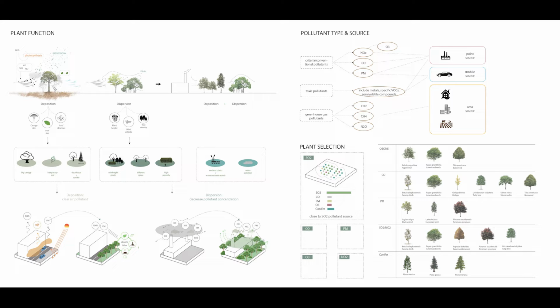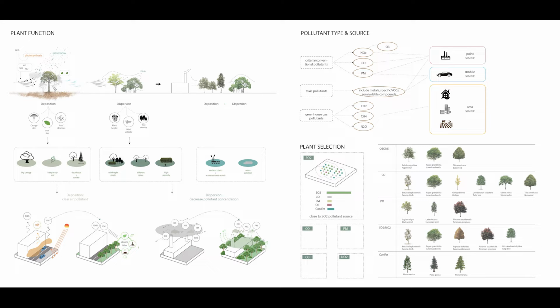Most pollutants in this site are coming from point sources like factories and mobile sources like cars and roads. Based on this information, I found a paper introducing different trees to address specific pollutant types. I chose these several types, and they are all native to Michigan.